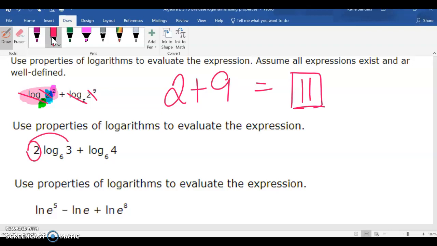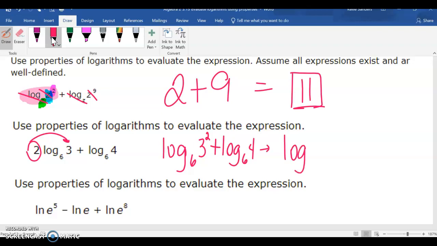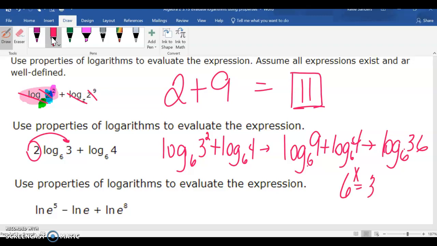We must move the 2 up to the 3. We must do 3 to the 2nd. We must multiply the 9 and the 4. And this is asking 6 to the what power gets you 36, which is 2.